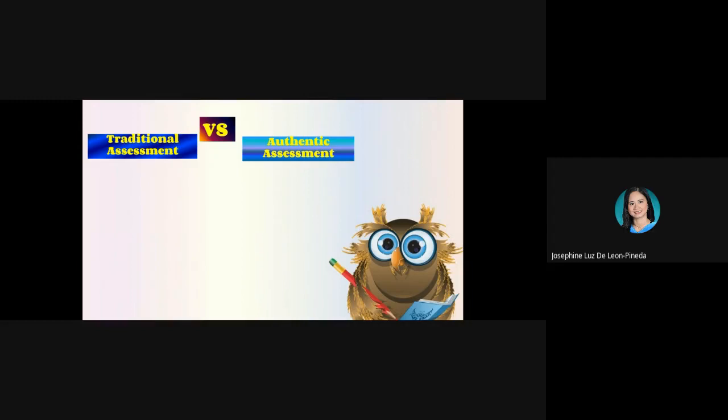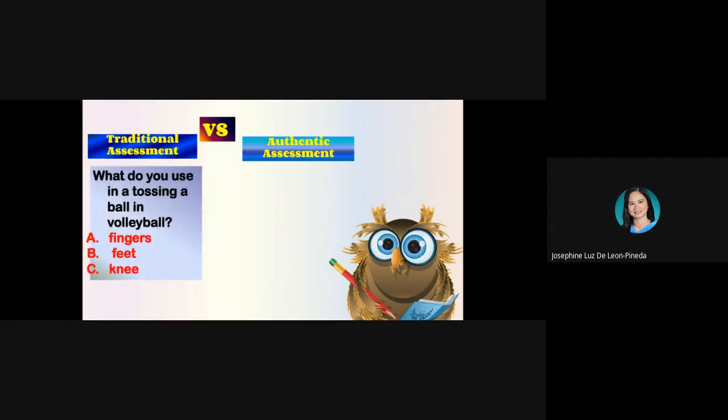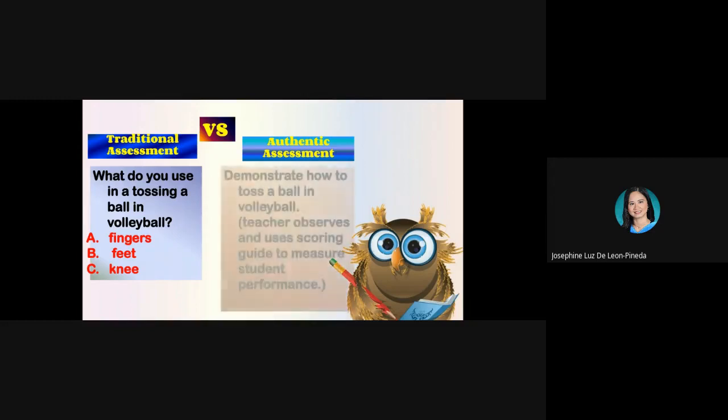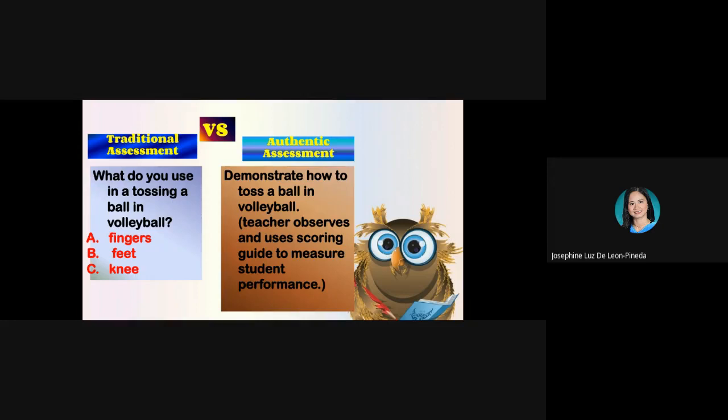Then we have another one. What do you use in tossing a ball in volleyball? So anong gagamitin daw? Fingers, feet, knee. So in authentic assessment, here's what you will do. Here's what you're going to ask your students to do. Demonstrate how to toss a ball in volleyball. So the teacher then will observe and use a scoring guide to measure students' performance. So those are the differences between a traditional assessment and authentic assessment.